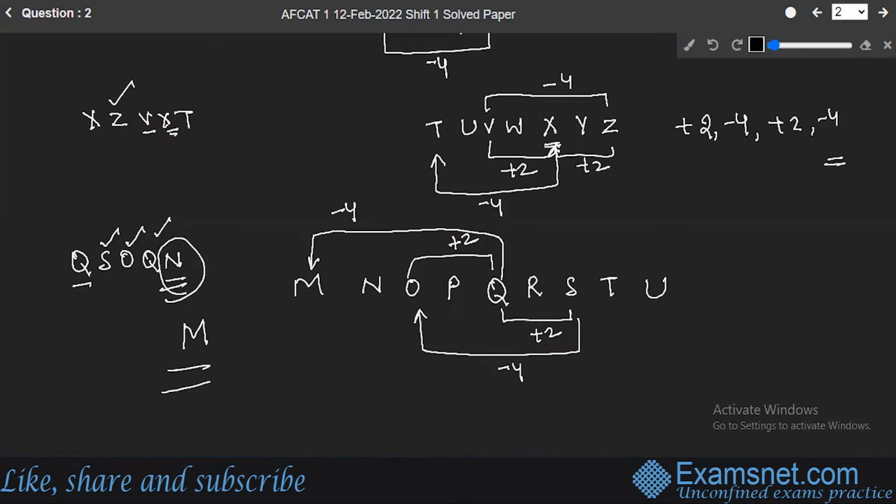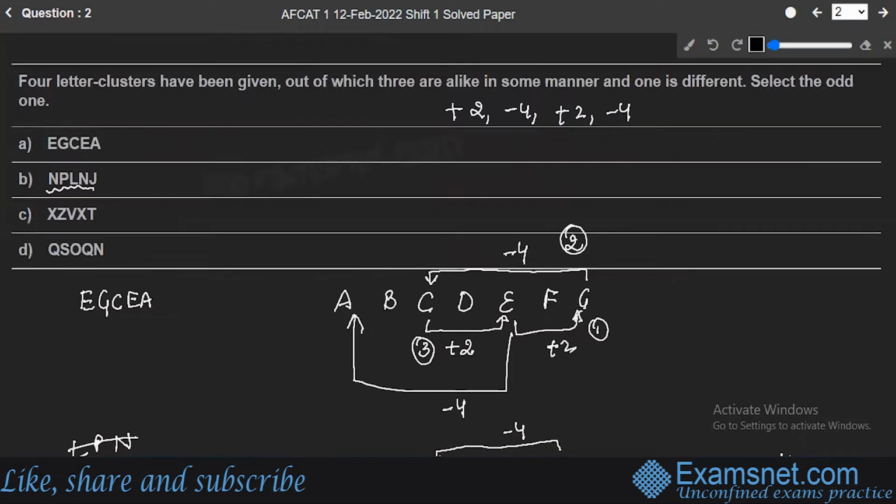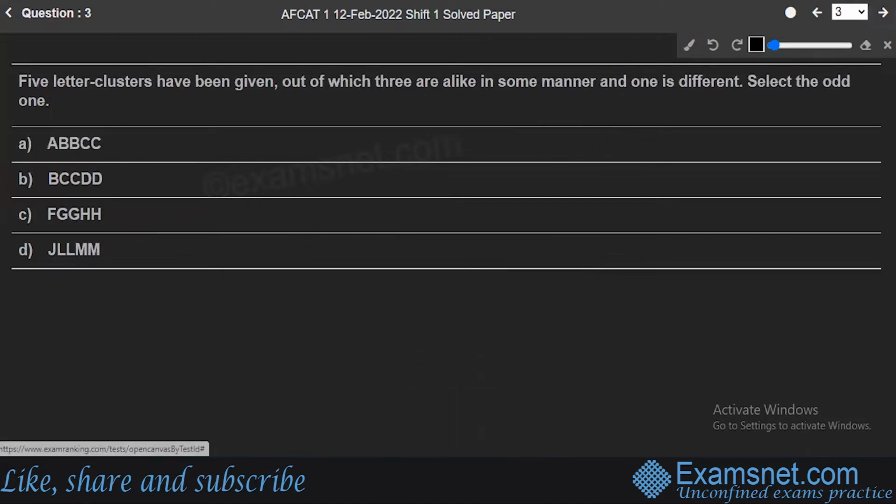So you can see in all of these, the rule +2 -4 +2 -4 is being followed, whereas in option D, this particular alternative, the rule is not being followed. This logic is not being followed. So this is the odd one out and the correct answer. Hope this is clear. Let's move to the next question.